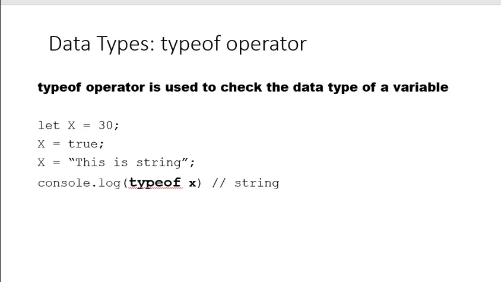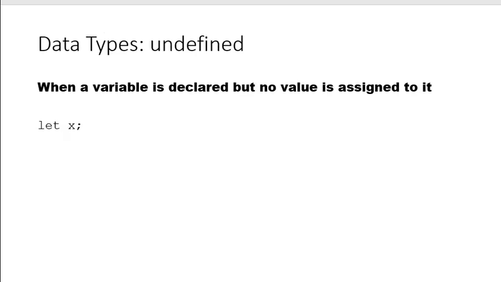You can use the typeof operator to check the data type of a variable. The typeof operator is a unary operator that is placed before the variable name. Here in this example, the typeof operator is used to print the data type of variable x on the console. Undefined data type. When a variable is declared but no value is assigned to it, then its data type is undefined. So by default, the undefined value is assigned to a variable.